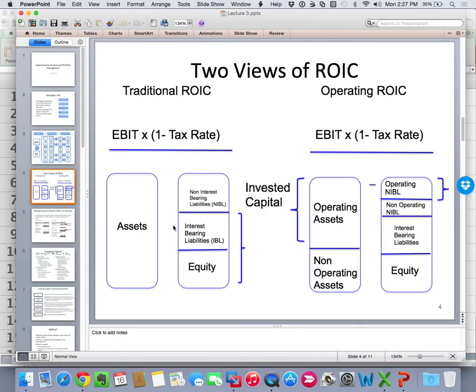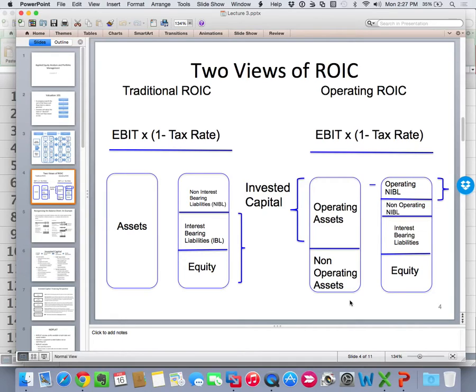Well, the problem with using the definition of invested capital that's out there in the real world is that to generate more invested capital, which equals all the assets, I have to spend all of the assets. That's what I need to maintain my ROIC. And the problem is some of these assets are non-operating, which means I don't have to spend the non-operating assets to generate the next dollar of sales.